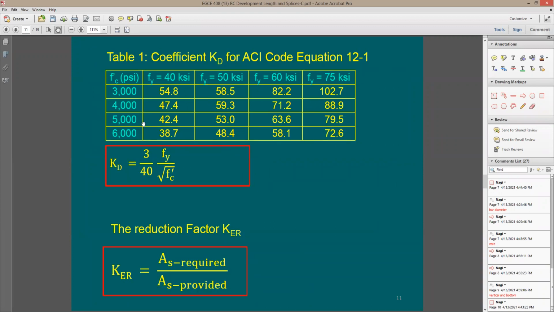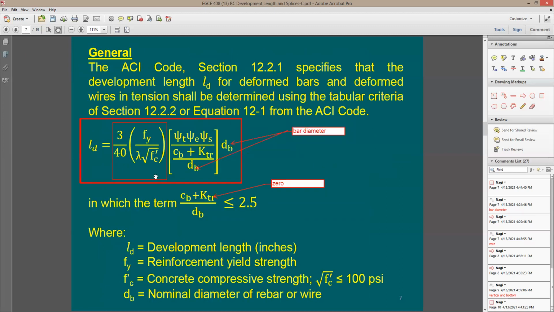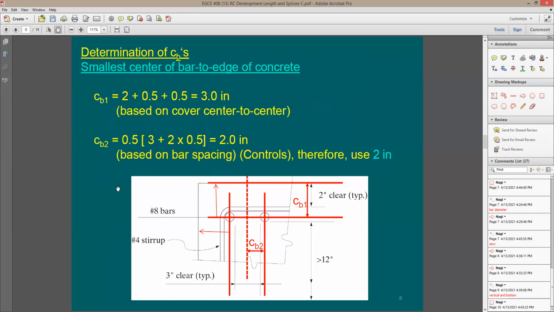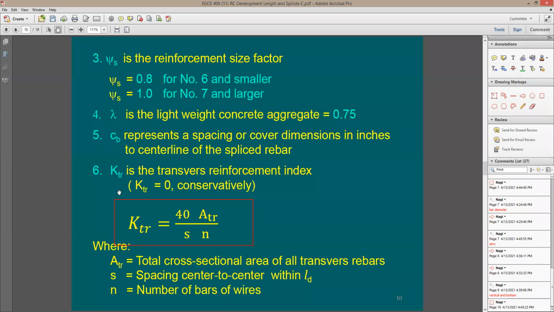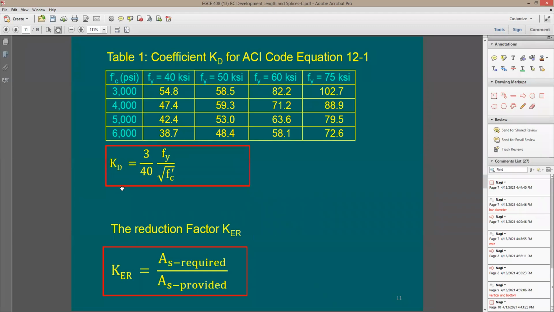This K sub D, which is the product of these few factors, is going to be equal to any one of these values for different f sub y's and different f prime c. Question is, when it comes to 500, what do you do? I'm going to say just use this equation. It's not a tough equation. Just use the equation. In your second midterm, in your final, this equation is going to be given to you. So you just use the equation. Don't try to use the table though. It's not really saving that much time.